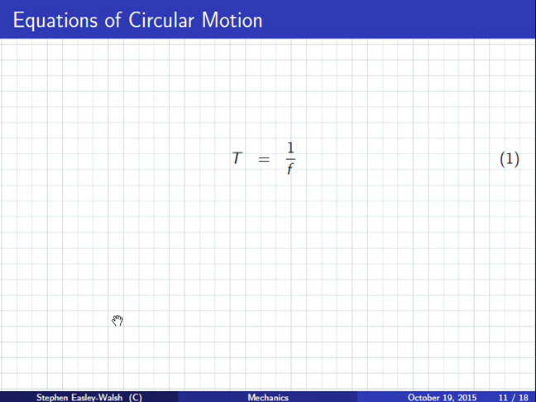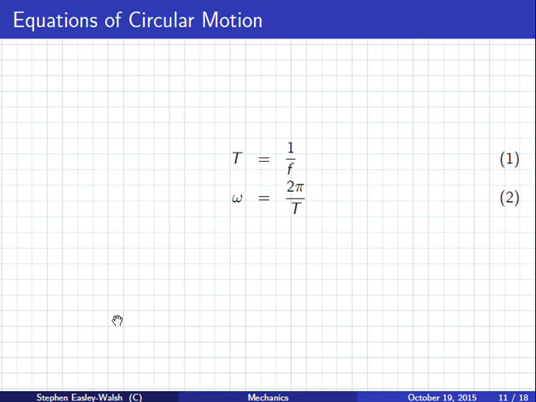So here are the new formulas for this motion. Our first formula is that T equals 1 over F. Or the other way around is true, F equals 1 over T. So this is formula 1. So write this down. I just gave you the definition 1 minute ago. T is the periodic time. Did you write it down? Okay, that's the first formula.